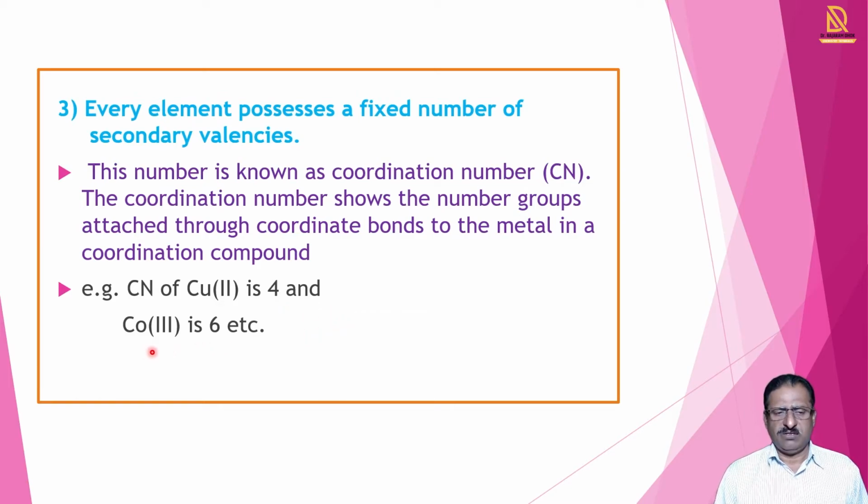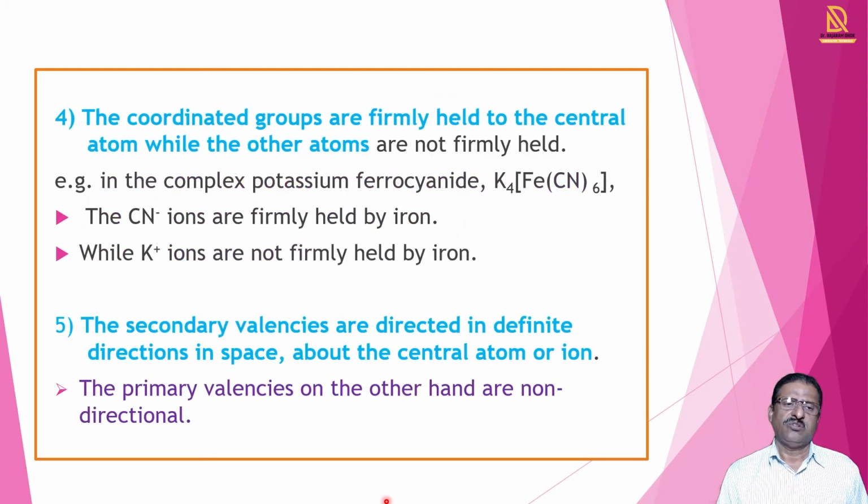If we see cobalt, cobalt has coordination number 6. Fe has coordination number 6. So Fe is attached with 6 ligands, and cobalt is attached with 6 ligands. So secondary valency is fixed. These secondary valencies are attached to the central metal atom in certain directions. So our fourth point is that when primary and secondary valencies are attached, they acquire certain positions.